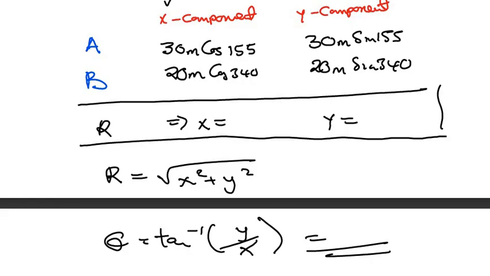Maybe let me show you this one here. Because I don't have a calculator, I'll leave it here, but you can punch 30 cos 155 plus 20 cos 340. So we add the x's and also add the y's separately. Any questions, guys, here? Is this okay? John, is this okay?